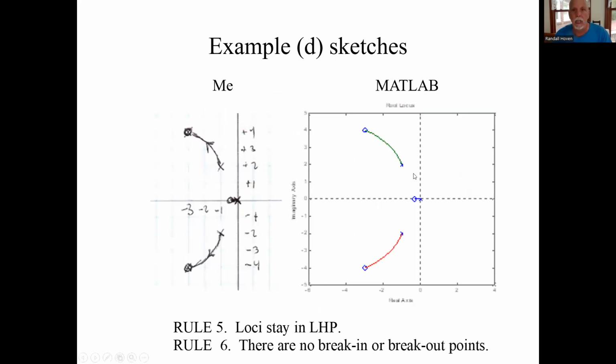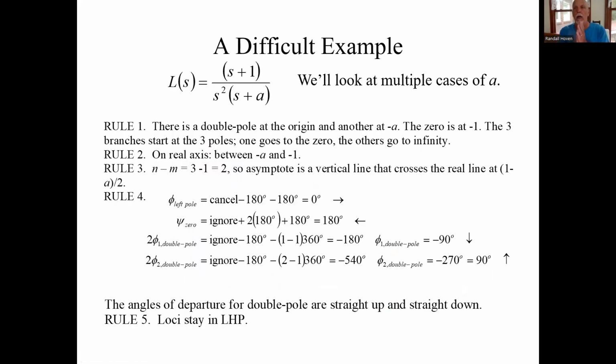So there's the hand sketch. Here's MATLAB. Okay, now let's spend our time on this guy. Looks simple enough. Here's our L. A double pole at the origin and another pole at -a, whatever a is, and then a 0 at -1.